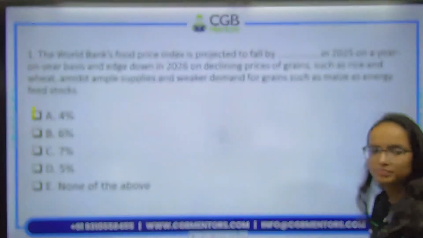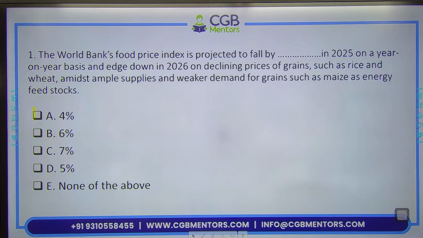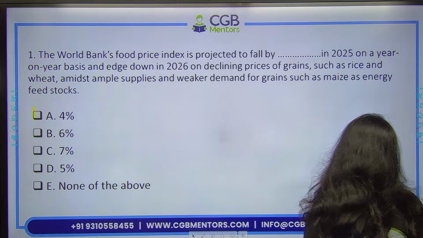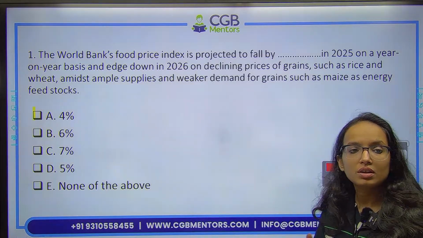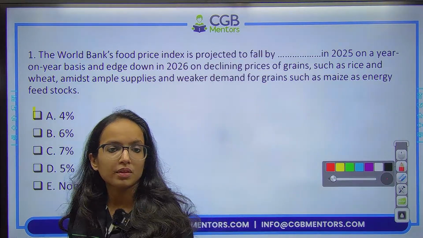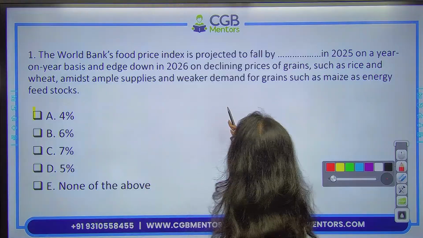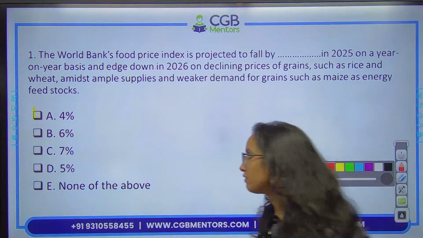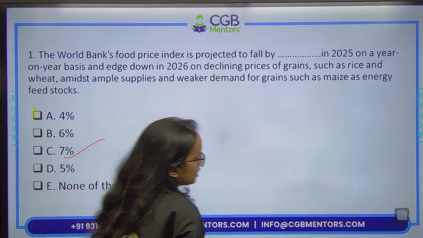First question. The World Bank's food price index is projected to fall by how much percentage in 2025 on a year-on-year basis and edge down in 2026 on declining prices of grains, rice, wheat, etc.? The World Bank's food price index is expected to fall by how much percentage? 7%, right? Option C is the correct answer.